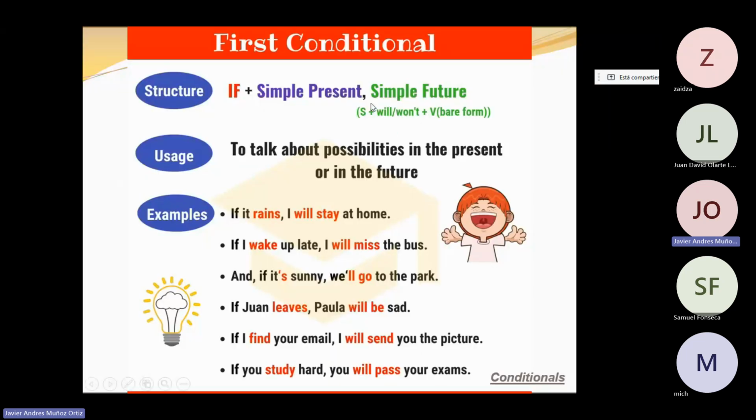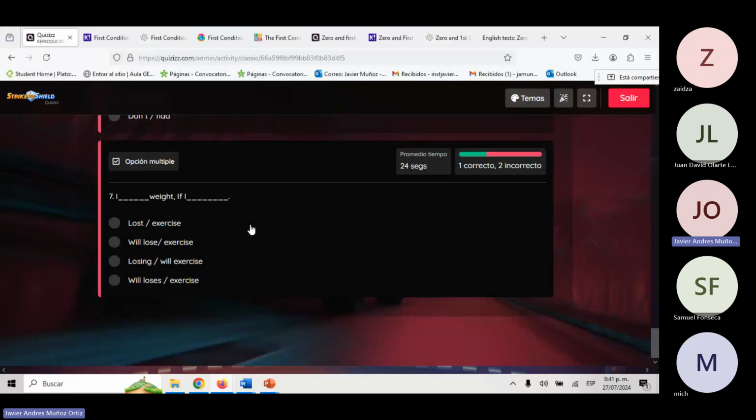The effect starts the sentence. So we need to use the future. What option mentions the future? Lost? No, because this is past. We lose? Maybe. Losing? No. We loses? Maybe.